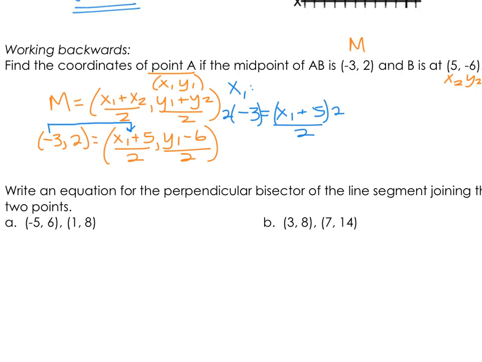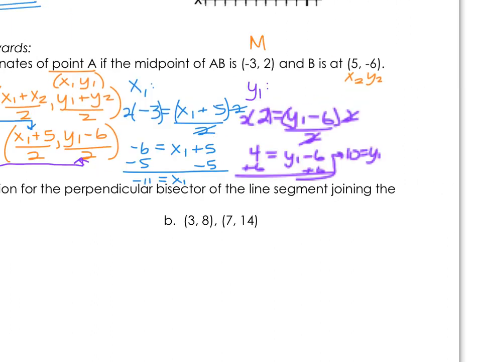On the left, 2 times -3 is -6. And then on the right side, the 2's eliminate, and we have x1 plus 5. Finally, to get x1 by itself, we'll just move 5 over by subtracting. And the x1 coordinate, there's just one answer here. -6 minus 5 is -11. Can you do the same thing with the y's? Can you take the y part of the answer, set it equal to the y part of the work, and solve for the y1 coordinate? Pause the video and see if you can try that. Once you think you have it, press play and we'll see how you did.